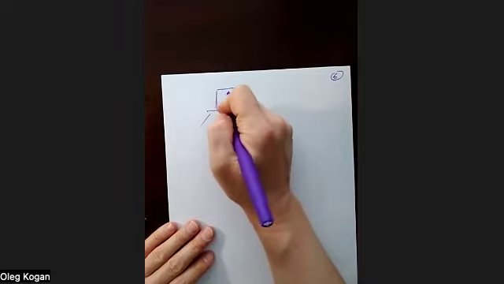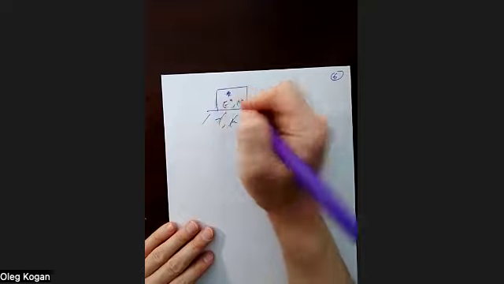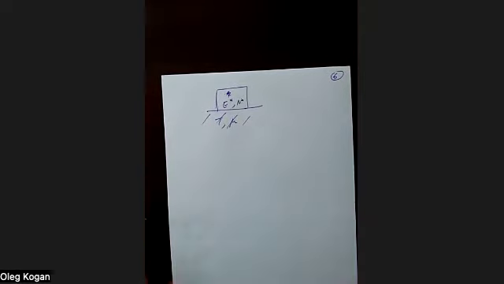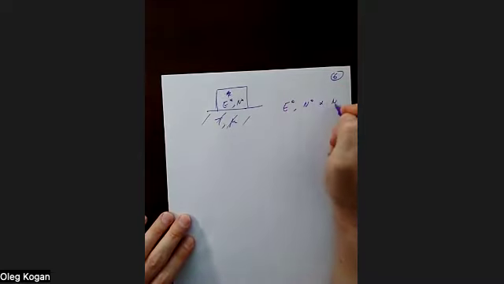But in any case, it reaches some energy E star and some number of particles N star. And again, if the system is large, you see this E star and N star, they're proportional to the number of particles.